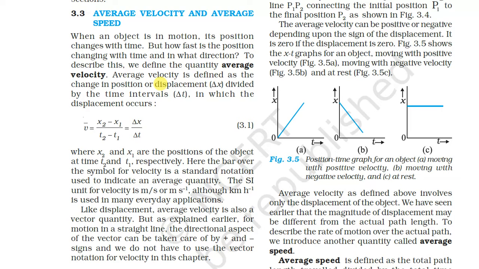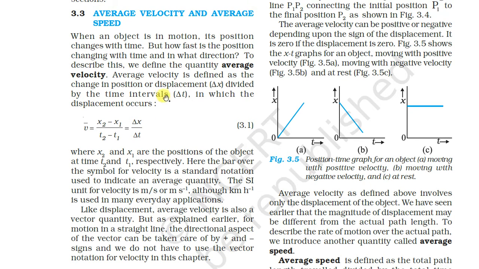Here the bar over the symbol of velocity is a standard notation used to indicate the average quantity. See here, this is the bar notation. It is a standard notation to indicate the average quantity. The SI unit of velocity is meter per second, or meter second inverse, although kilometer per hour is used in many everyday applications.